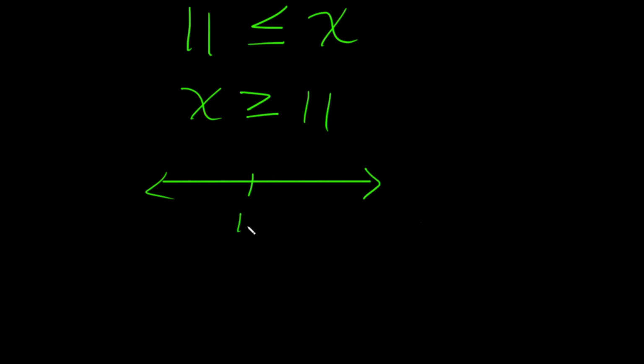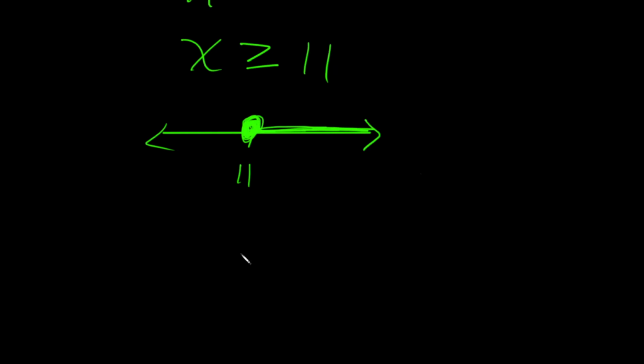We have 11 on the number line. We know x is greater than, so we're going to the right. And because it's or equal to, we'll need a shaded circle as well. Using interval notation, we'll use a bracket to show we're including the 11. And we're going all the way up to infinity, close with parentheses.